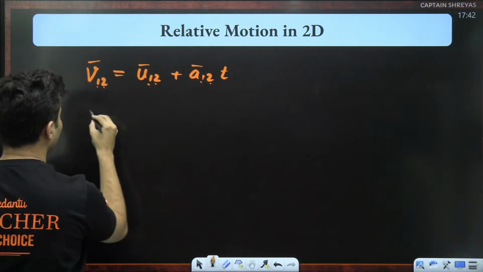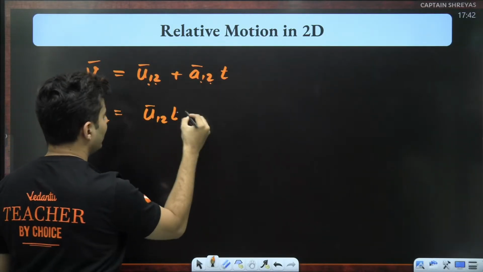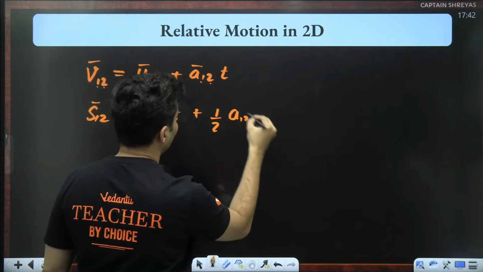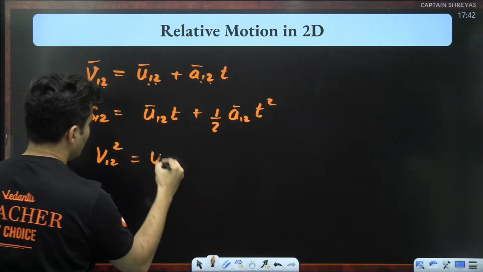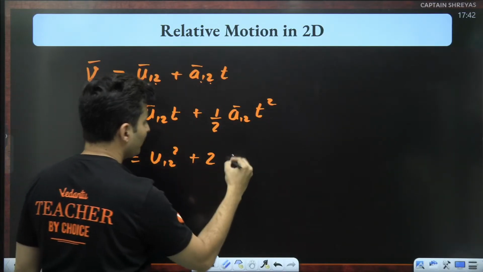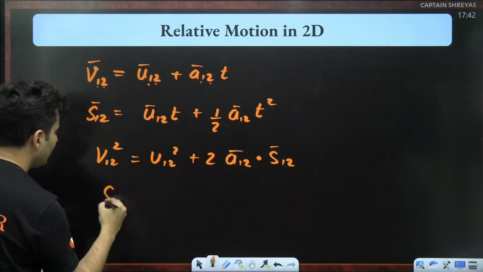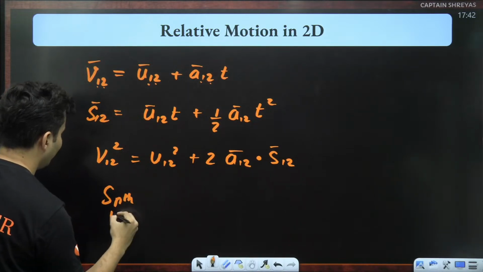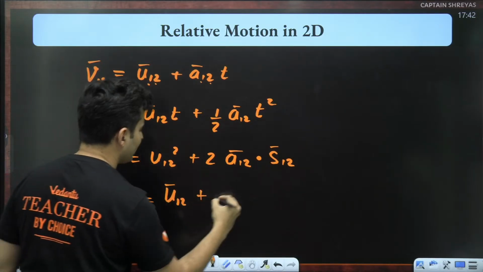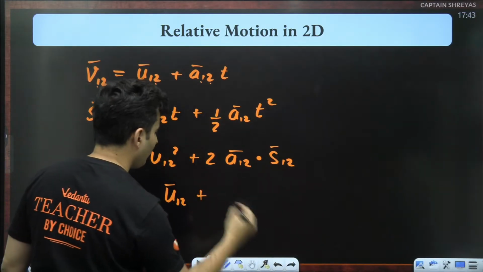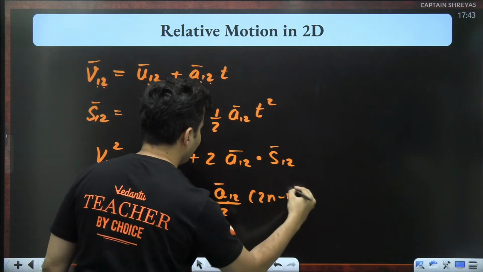Don't change the variables. Same way, displacement of 1 with respect to 2 is velocity of 1 with respect to 2 plus half into acceleration 1 with respect to 2 into T square. Same thing, V12 square is U12 square plus 2 A12 dot S12. All these equations are valid. Displacement in the nth second of 1 with respect to 2 will be also u of 1 with respect to 2 plus a12 by 2 into 2n minus 1.